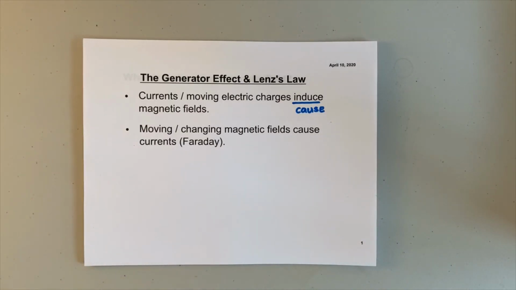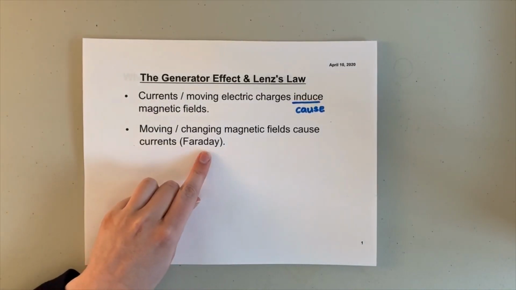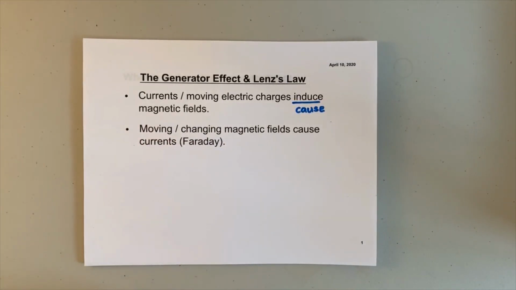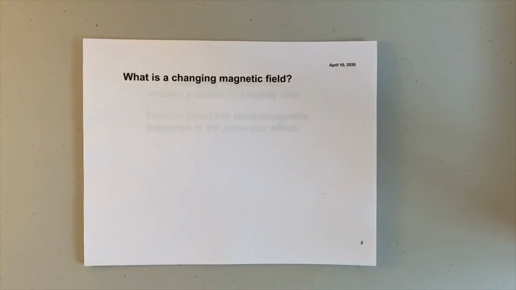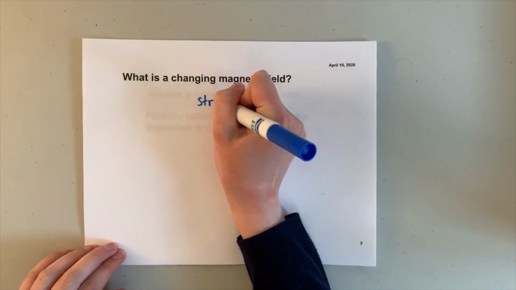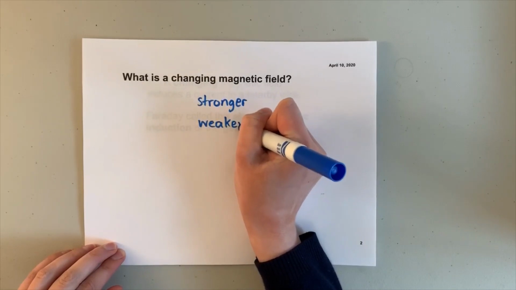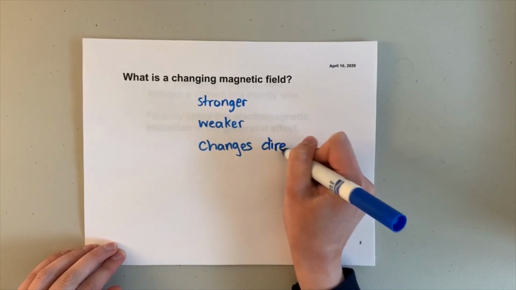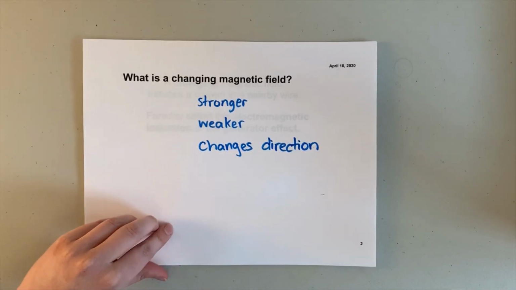The second bullet is something new, and it's sort of the opposite of the first bullet. So a scientist named Michael Faraday discovered that if you have a moving or changing magnetic field, that can cause a current. So first thing we need to look at is, what is a changing magnetic field? Well, it's basically a magnetic field that is getting stronger, or getting weaker, or a magnetic field that changes direction. So it's not constant.